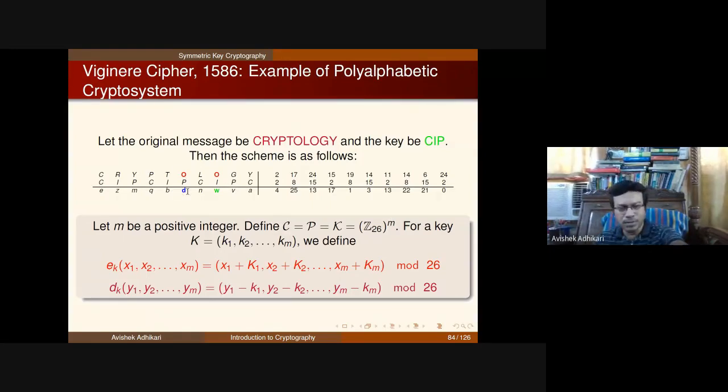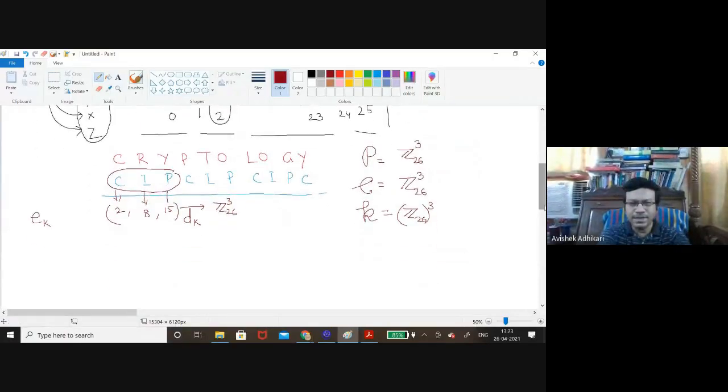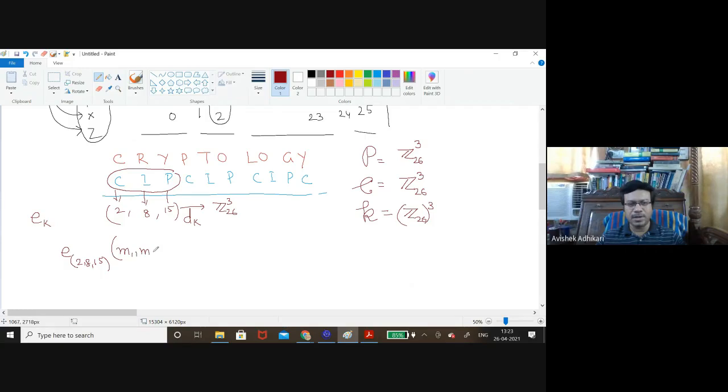And how does it work? It works in a simple way, like the Caesar cipher. E of K, suppose your K is 2, 8, 15, works on some plain text, and this plain text is a tuple, say M1, M2, M3. It works like M1 plus 2, M2 plus 8, and M3.